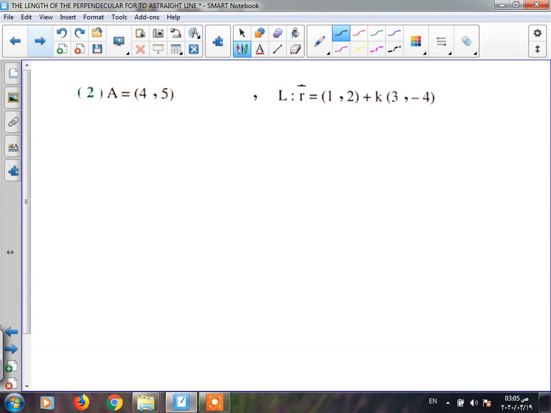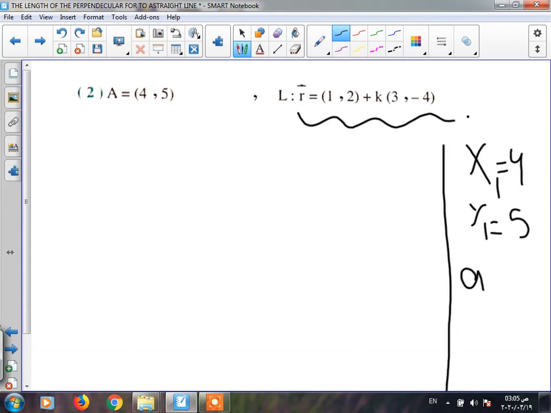If you have this equation in vector form, and the point is 4 and 5, so here we have x1 equals 4 and y1 equals 5. What about a, b, and c? Your equation must be in the Cartesian form, so we must change it into the Cartesian form.